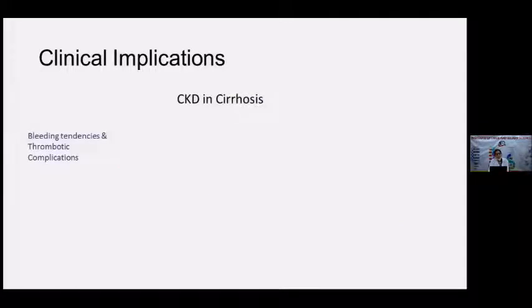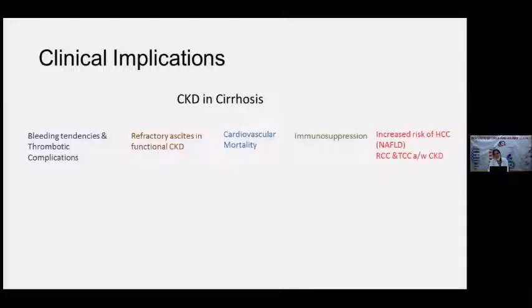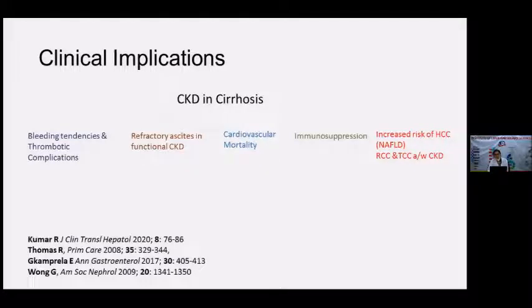There are increased bleeding tendencies and thrombotic complications, and refractory ascites in functional CKD. There is greater cardiovascular mortality. There is increased immunosuppression, which predisposes the patient to infections, and increased risk for HCC, which is seen in NAFLD, and increased RCC and transitional cell carcinoma, which are associated with CKD.